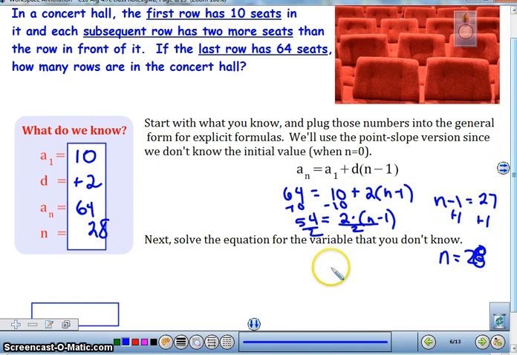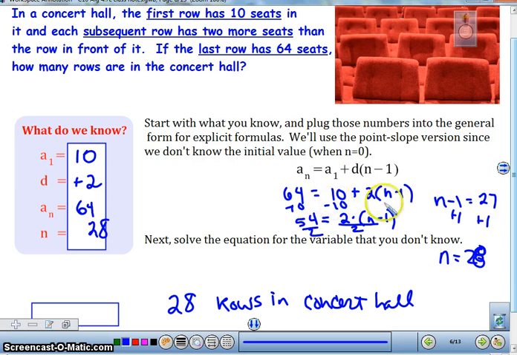So the question is, how many rows are in the concert hall? We would answer with 28 rows in the concert hall. Again, take a look at that equation and how we just substituted everything in that we knew. We substituted in the 2, the first term 10, and our nth term 64 to solve for n, which was the 28th row.